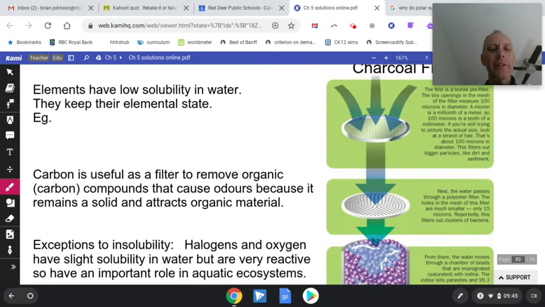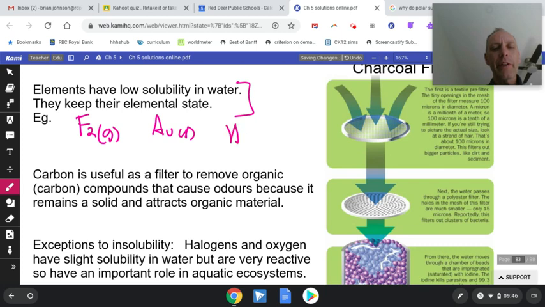Elements have low solubility in water. That's just a fact. Okay, they keep their elemental state. So for example, if we put fluorine gas in water, it tends to stay as fluorine gas. If I put solid gold in water, it stays as gold. If I put mercury liquid, it stays as mercury liquid. That should be an S, solid. Okay, so elements always keep their state in water.